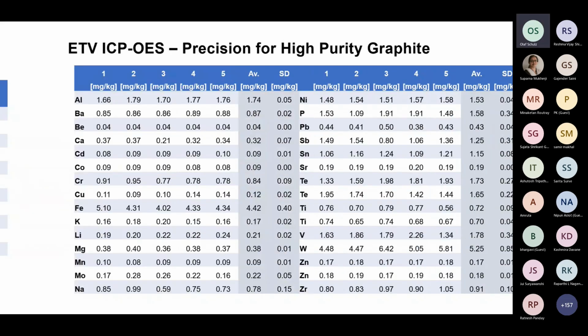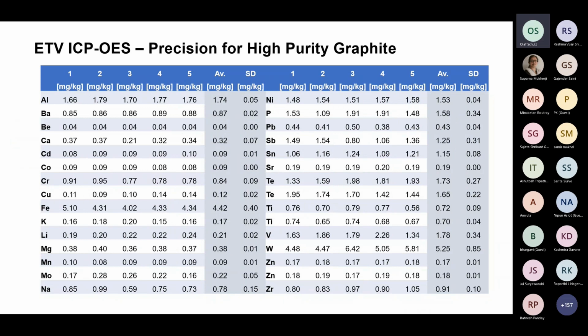So to test precision, a high purity graphite sample was analyzed using ETV ICP-OES with 5 replicate measurements. And the test shows that although solid samples are never completely homogeneous and therefore measurements cannot really be absolutely compared to a continuous solution-based analysis, really good precision values can be achieved here even at low concentrations.